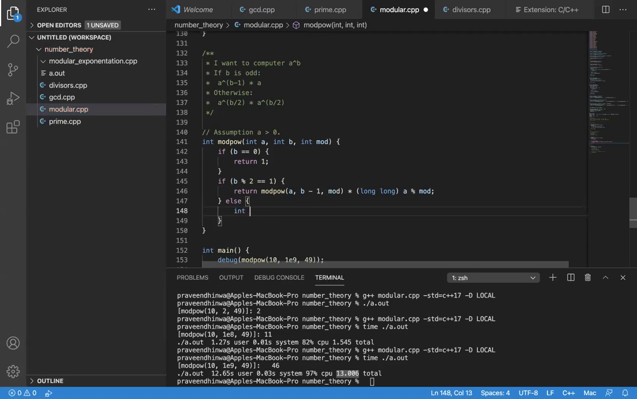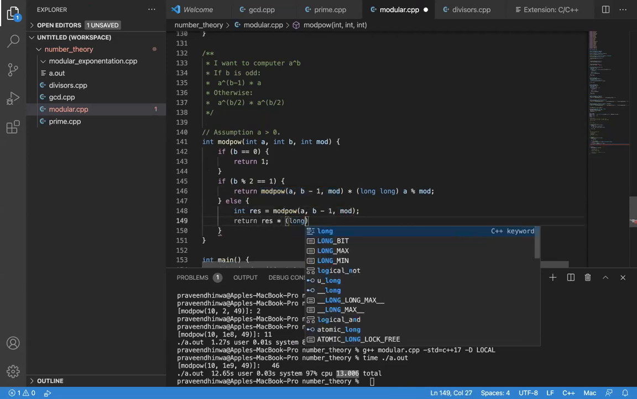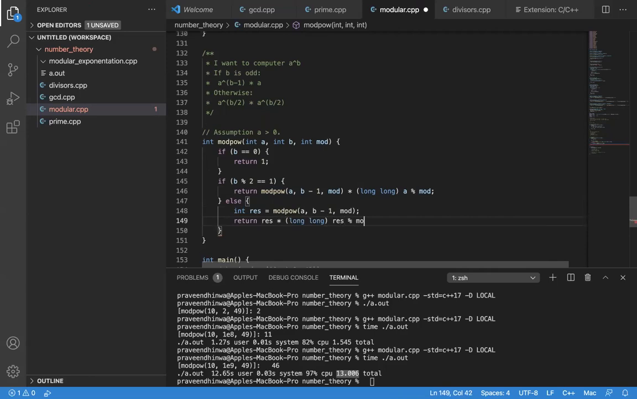Otherwise, int range is equal to, I do this and I multiply range by log of range percent mod. So in this case, b is odd. I can write a power b minus 1 times a. This time I should do a power b by 2. B is even, so I can divide it by 2. This will be an integer.